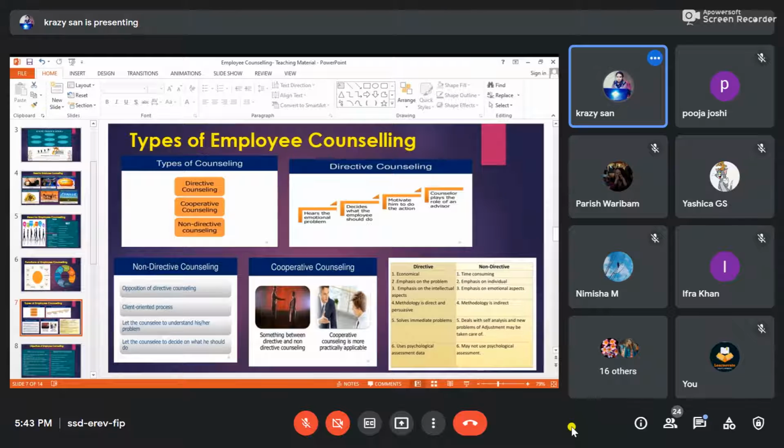In directive, the problem is immediately solved, whereas in non-directive, you take a lot of time to have an analysis. And a counselor analyzes employees, and even the employee sometimes analyzes the person who is counseling. So the problems of adjustment may be taken care of, right? Then directive uses psychological assessment data, and non-directive may not use it, as it might not be relevant to the topic or the problem, but it still takes it and talks about it. So particularly if you go with employee counseling, three are majorly taken. There are many, but these three are major.